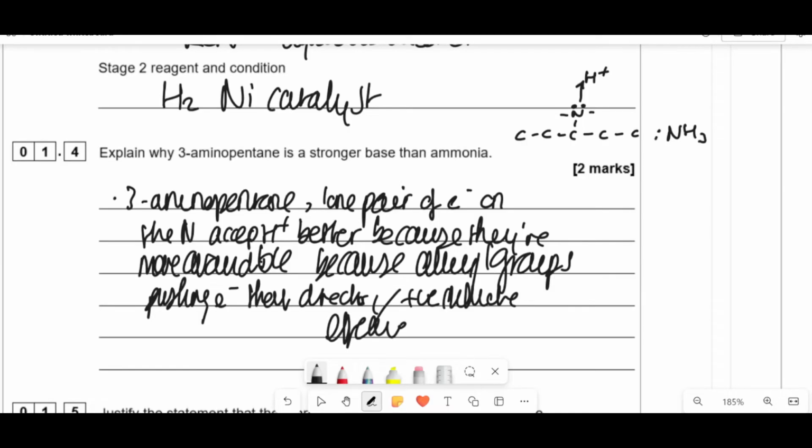Whereas if I had, for example, benzene stuck to it instead, with an NH2, the lone pair is actually less available because that benzene is dragging those electrons into its pi system. It's a lot better at doing that. So because they're less available, it's actually a worse base.